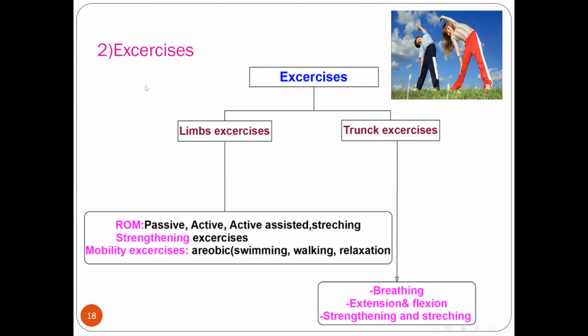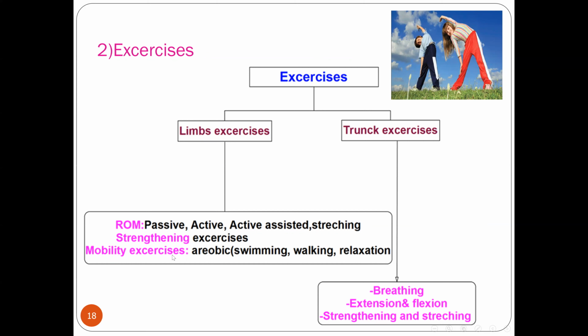Exercises. What are the exercises that you should teach the patient to do? We have two types of exercises, limb exercises and trunk exercises. Limb exercises include range of motion exercises, strengthening exercises, and mobility exercises. Range of motion exercises are either passive, done by the examiner, or active, done by the patient, or active assisted, done by the patient with the help of the examiner, and stretching exercise.